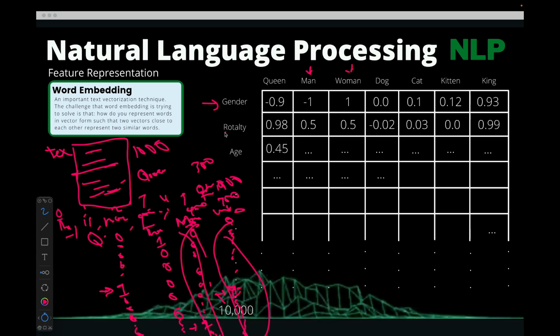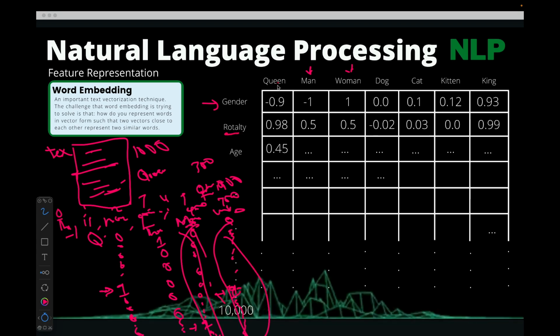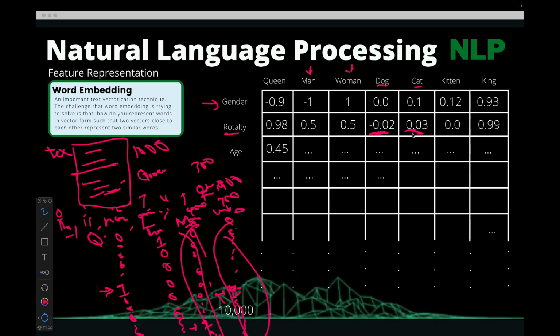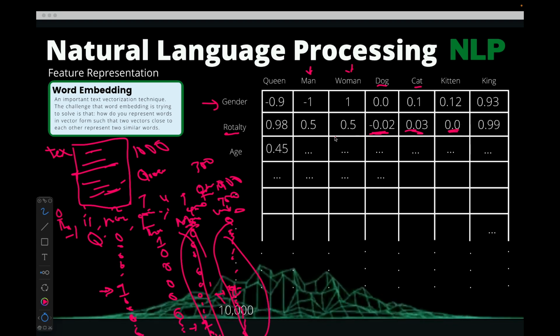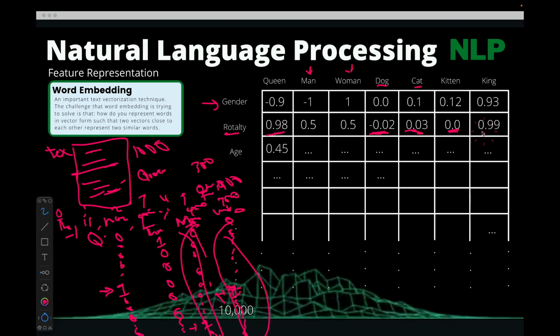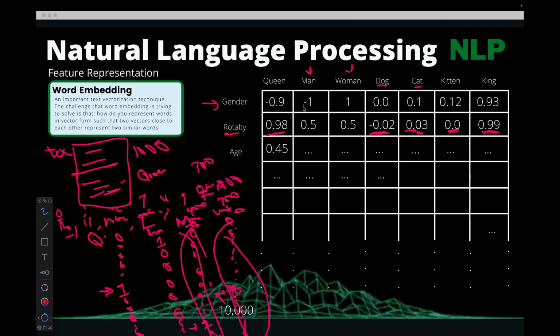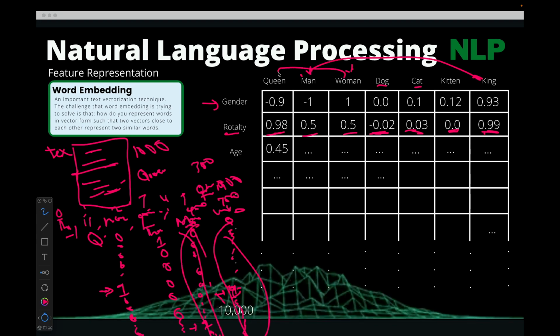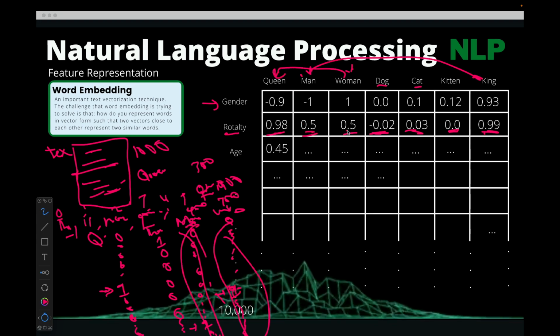So in that case, if you pick, say, royalty, you can represent it more with queen and king. As against that, if you pick royalty and say dog and cat, they don't really match. So you see that the value over here is very, very low. But the value for queen is very high, and for king is also very high. And then for man and woman, it can be 50-50, right? A man can be a king, and a woman can be a queen. So they have some kind of relationship over there.